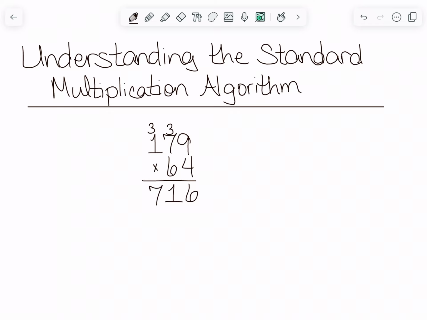Next, we multiply 179 by 6. But remember, this 6 represents 6 tens, or 60. So we move over one place before writing this row. It isn't just a rule, it's representing a shift in place value. We're going to multiply step by step, regrouping as needed, and then add the two rows together.